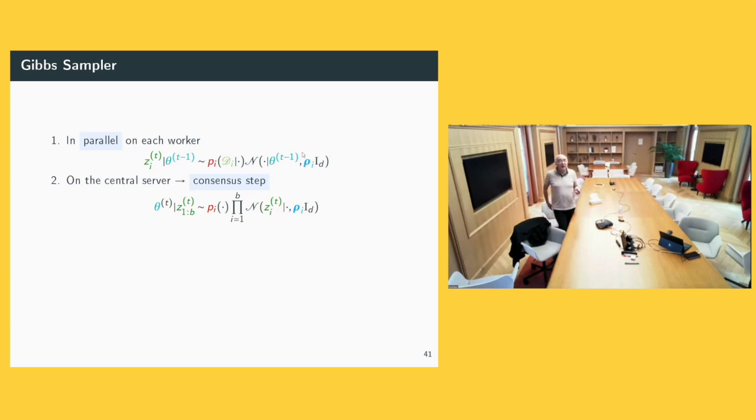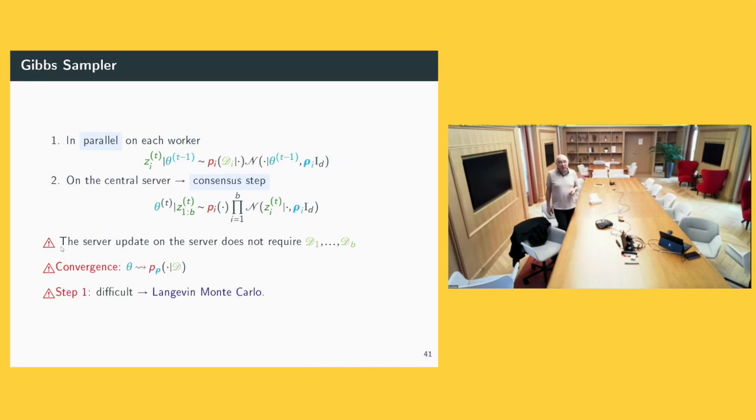Then on the central server, you do a consensus step. The good thing is that this consensus step, which is a distribution of theta t given Z1 to ZB at step t, does not depend upon the local data. It depends only upon the local parameters, but not on the local data. So the important point is that the server update does not require knowing the local data set.